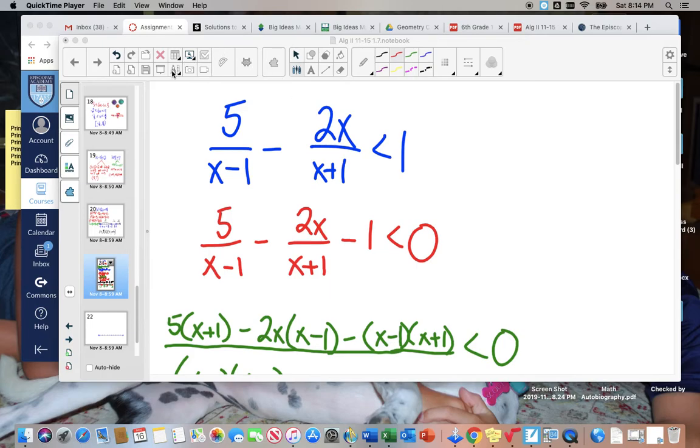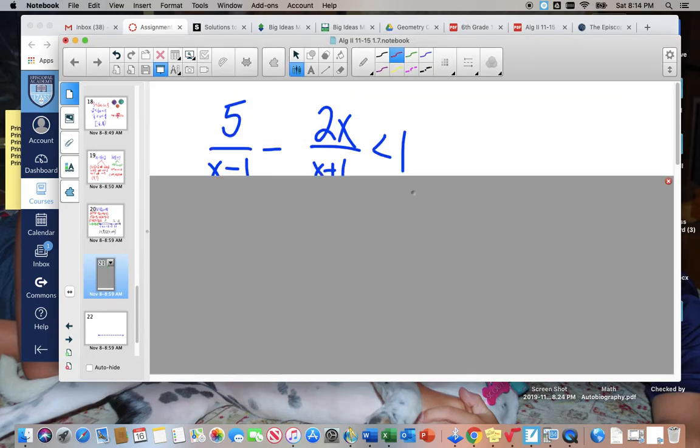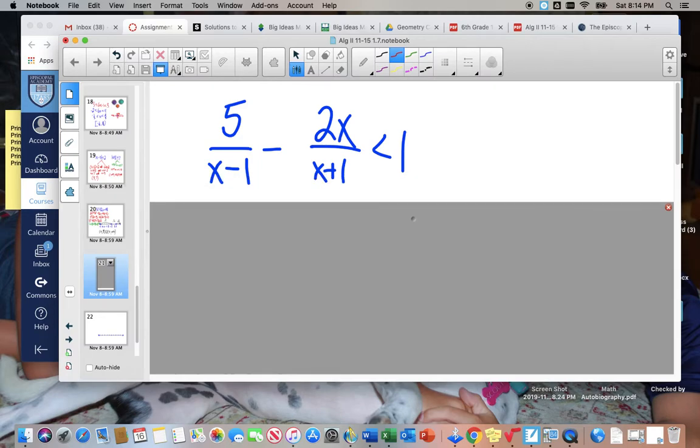Good morning, class. Today we're going to talk through problem 49 on page 161. Notice here that this is not an equation, but it's an inequality.